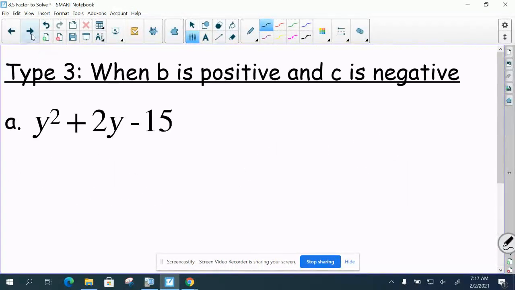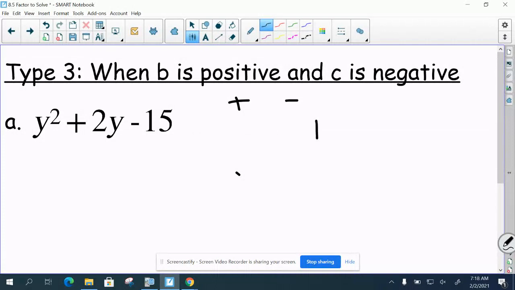All right, let's look at the last case. If b is positive, or it could be negative, and the last term is negative. So if the last term is negative, then it's going to be 1 plus and 1 minus. So this is the trickiest one because you're going to have to figure out which one will be plus and which number will be negative in order to give us a positive 2.